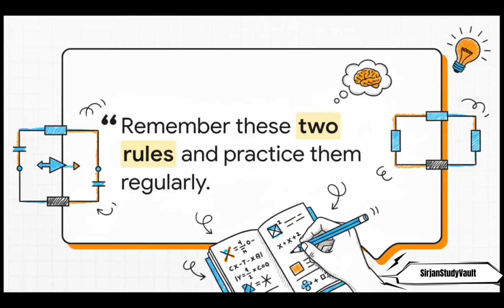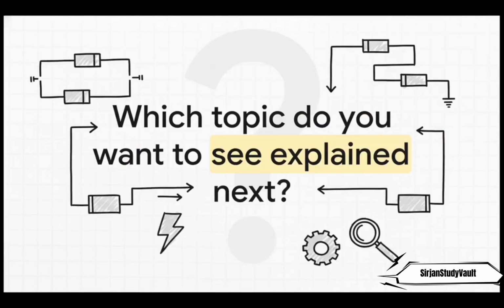Honestly, the best way to really get this stuff down is just to practice. Take these two rules, find some problems, and just work through them. The more you use these formulas, the more it all becomes second nature. And there you have it. You've now got the core tools to simplify any series and parallel circuit they can throw at you. I really hope this helped everything click into place.